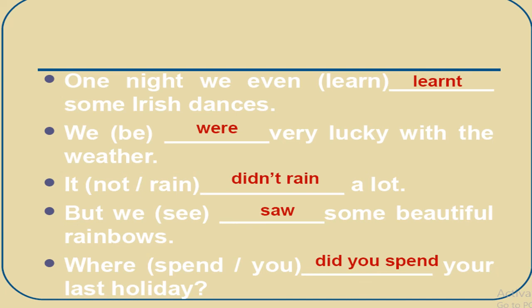These are other examples. One night we even learn. Learn can be irregular, so it becomes learned. Some Irish dances.